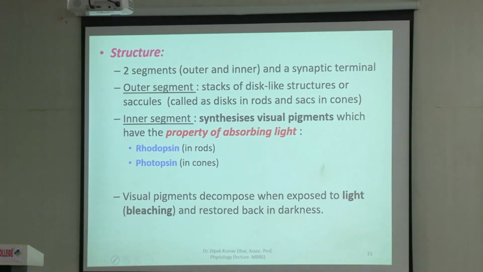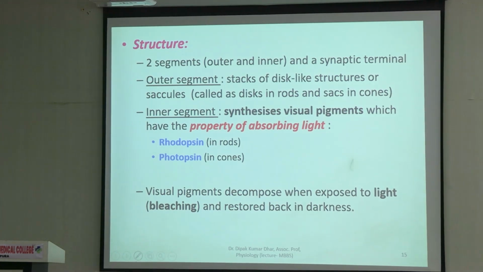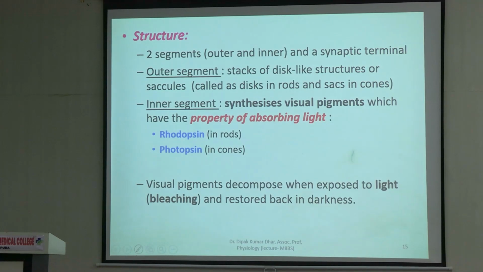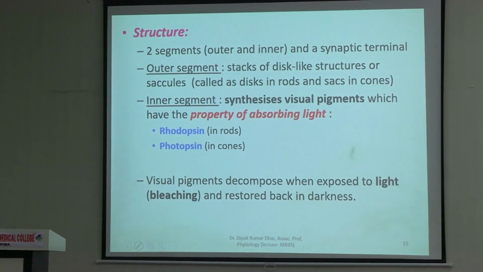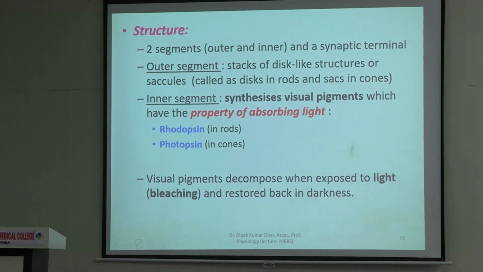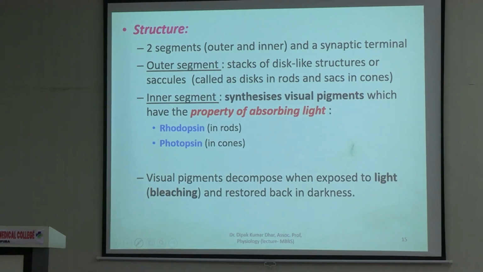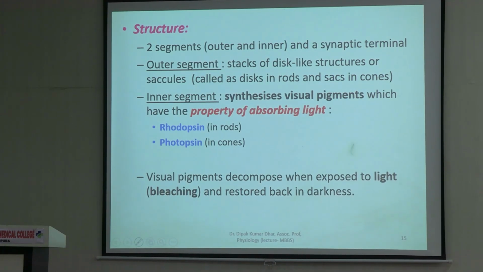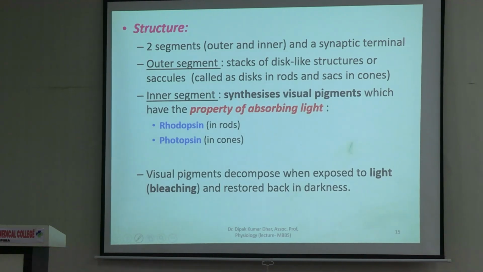Now what are the pigments that are there? In rods the pigment is rhodopsin. In cones the pigment is photopsin. And these visual pigments or photopigments have a unique property that they can absorb light. But as soon as they absorb light, they break, right? They decompose, and this process is called bleaching of the pigments. So light के साथ there is a decomposition of the pigments, and with darkness the pigments are restored, right?